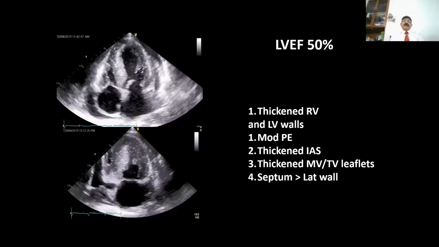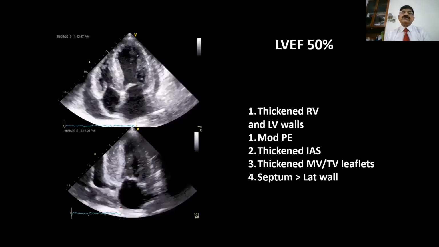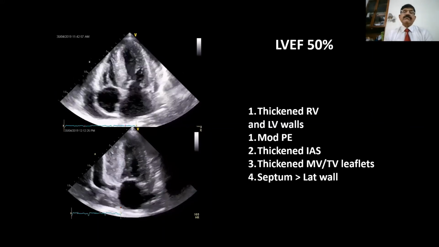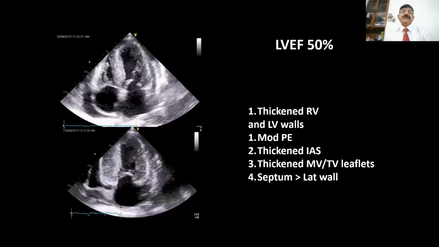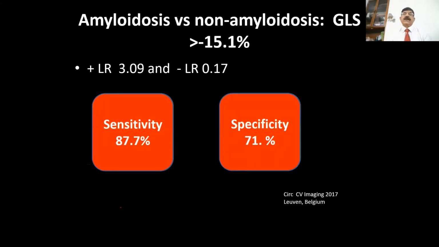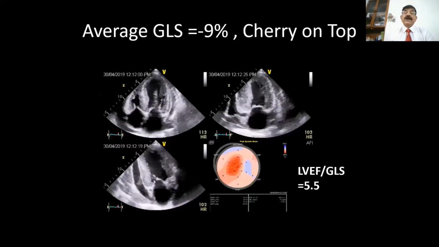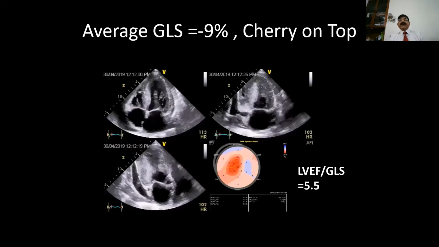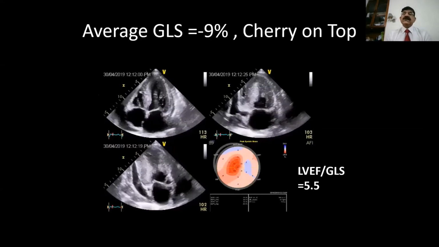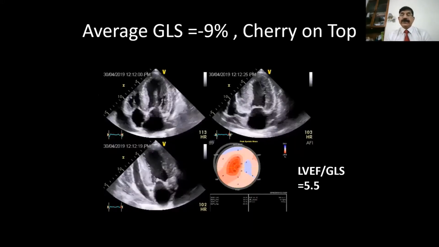Now, when you see this kind of thing, and global longitudinal strain is significantly reduced, as much reduced as in hypertrophic cardiomyopathy, but there is preserved strain of the left ventricle apex, which tends to differentiate amyloid from other conditions. As such, the strain is usually in amyloid less than 15%, but this is not very specific. However, cherry on top, or sparing of the apical strain, or the ratio of ejection fraction to global longitudinal strain exceeding 3 or 4 is highly specific for cardiac amyloidosis.